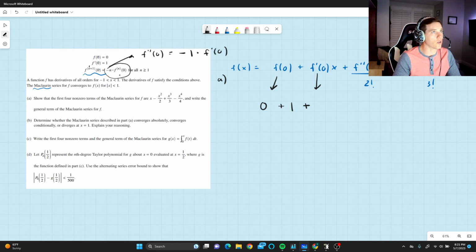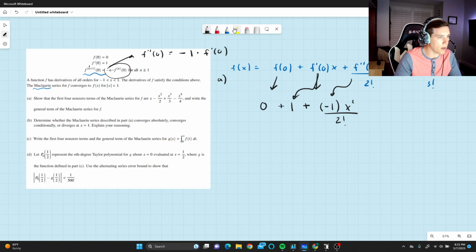So this is actually called recursive. It's using a previous term to get the next term. It's a recursive way of defining something. So the previous term was 1, so we're doing 1 times -1, so this gives me -1 times, oops, that was this one. Sorry, I'm losing my place. -1 x squared over 2 factorial, which is exactly what I wanted.